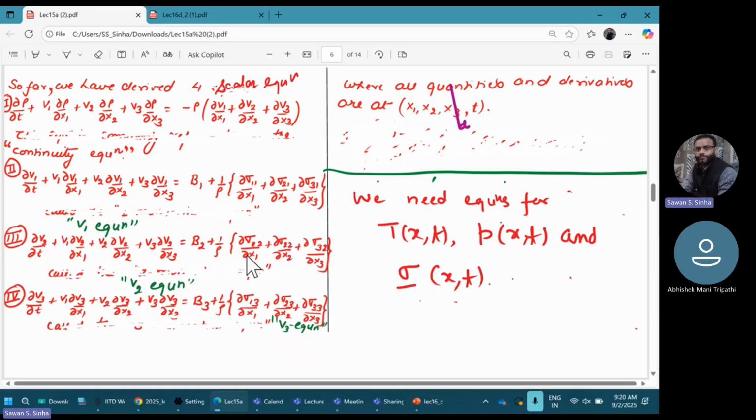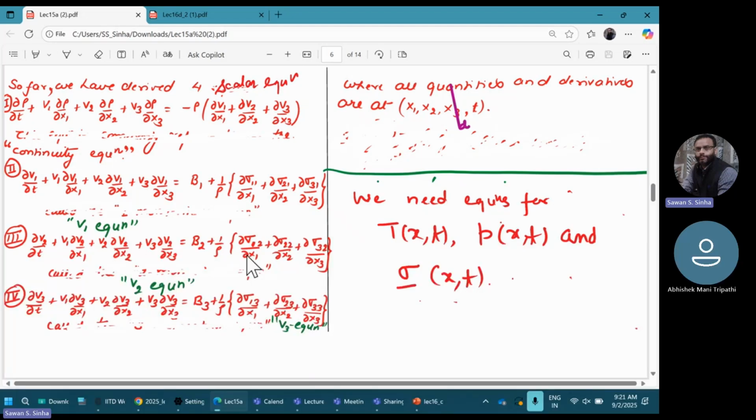Again, I am writing that all the quantities that are appearing in these four equations, keep in mind they are at location x, comma t. Okay. We have obtained so far four equations, four scalar PDEs we have obtained. Recall what we wanted to do. We wanted to get equations for V1, V2, V3, density, temperature, and pressure. So these are still remaining. We need to get equations for them also. That's what we will do next.